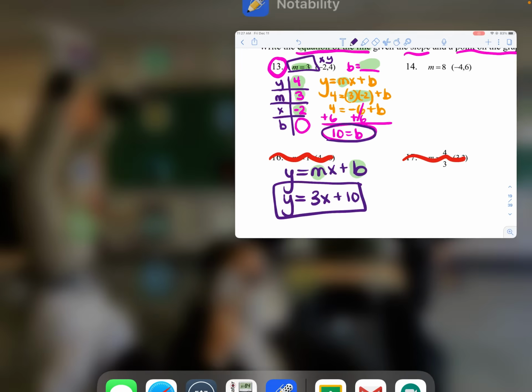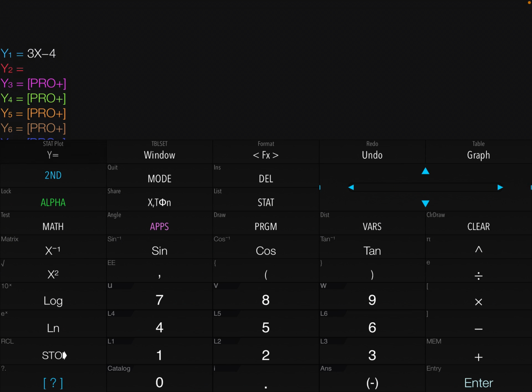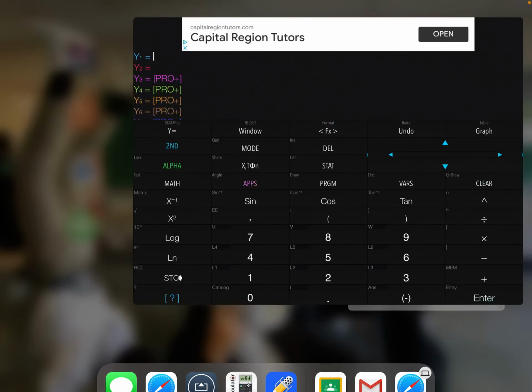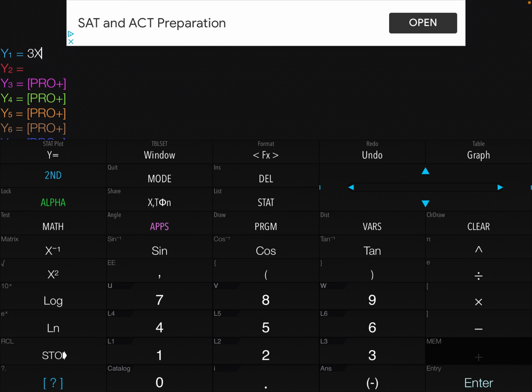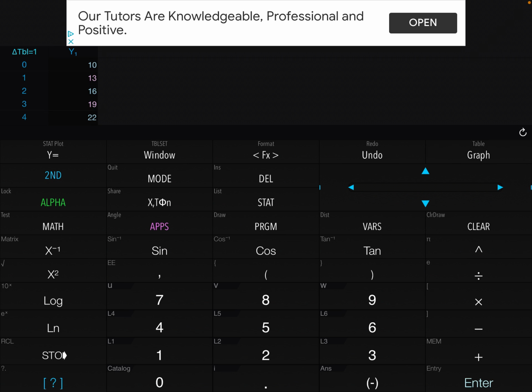Now I want to show you quick how we could check that work. So what I'm going to do is go to my graphing calculator and punch in y equals because we have a function. So I'm going to look at y1, clear out if you have anything, and put in 3x plus 10. Now when I do that, I'm going to hit second table so that I can look at the points.